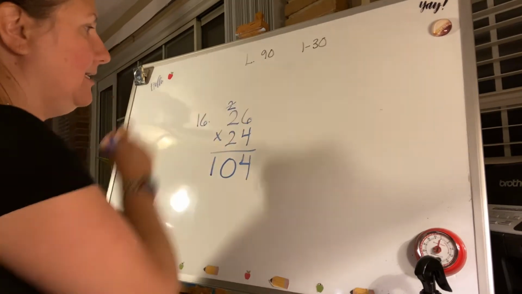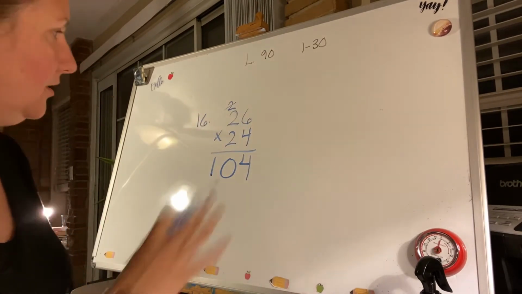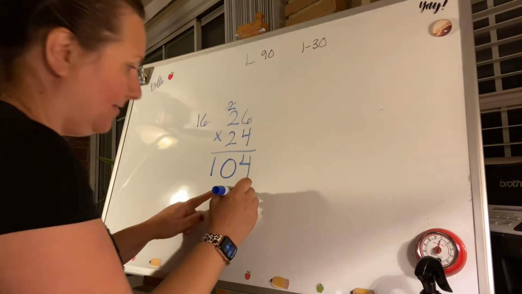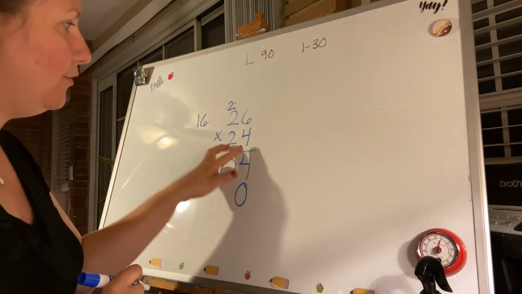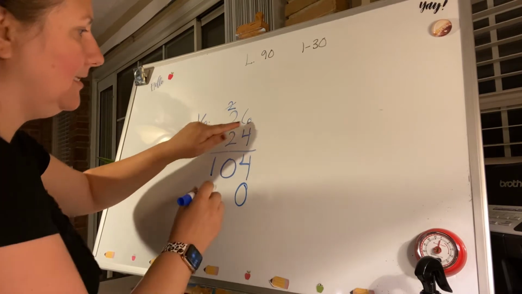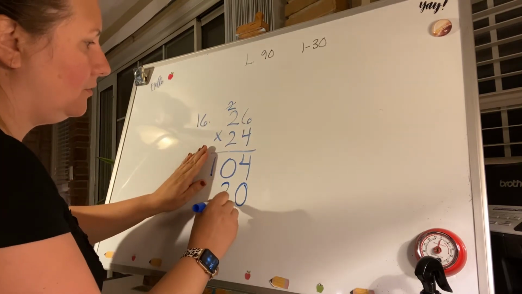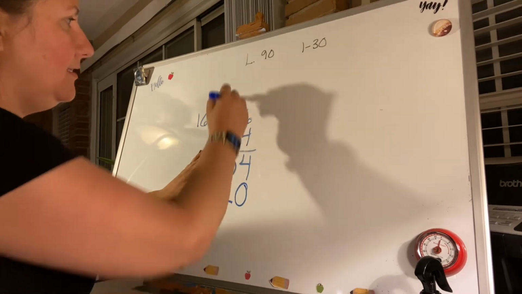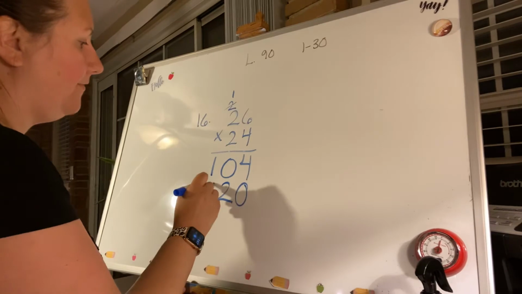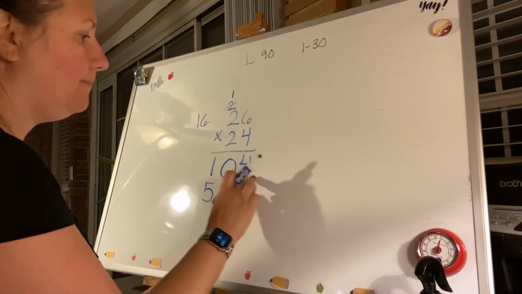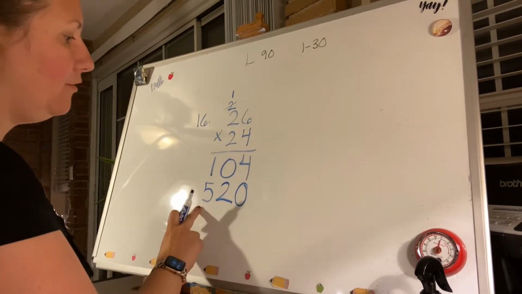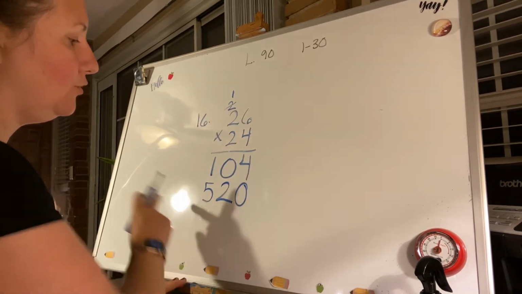All right, so that completed this. I might cross it out just to get it out of the way. Now I'm going to add the 0, my placeholder for the 20 that I'm going to multiply by, okay? And say 2 times 6 is 12. So 2 down here, put the 1 above the tens place. 2 times 2 is 4, plus 1 is 5, okay? There's my partial product of 26 times 4. There's my other partial product of 26 times 20.